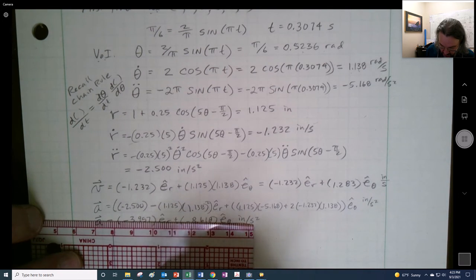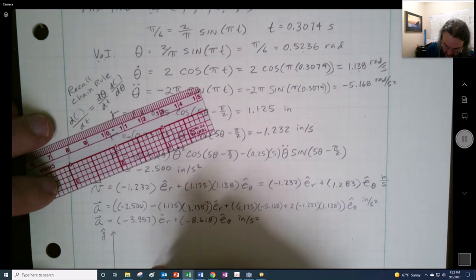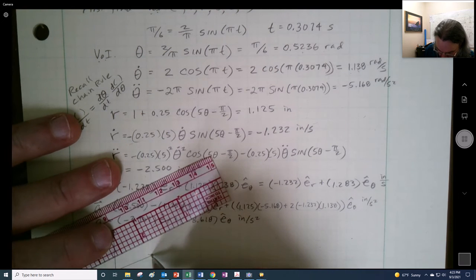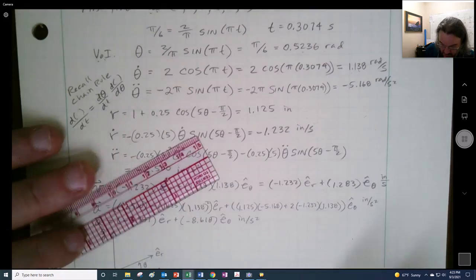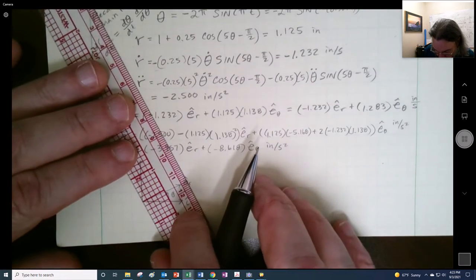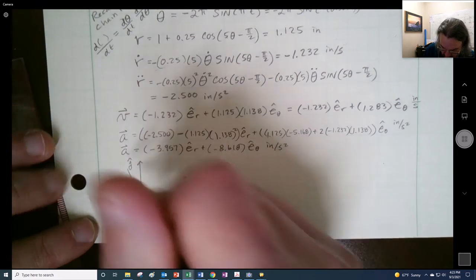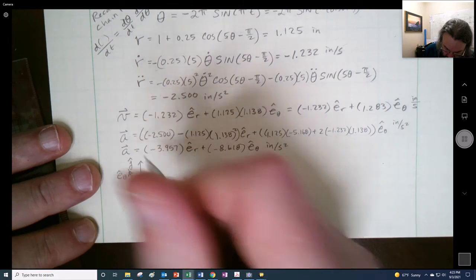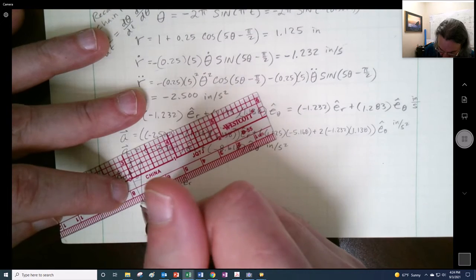Here's my I and J. So we want to get this into I and J. And we're going to have ER, that orientation. Here's the angle. Sorry about that. And let me draw this one up here, perpendicular to it. And this is the E theta. Of course, that's the theta right there.